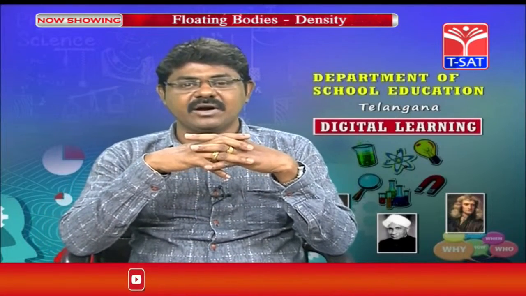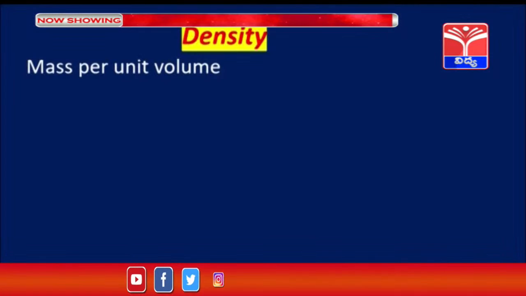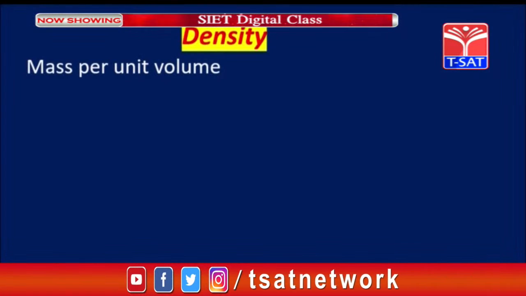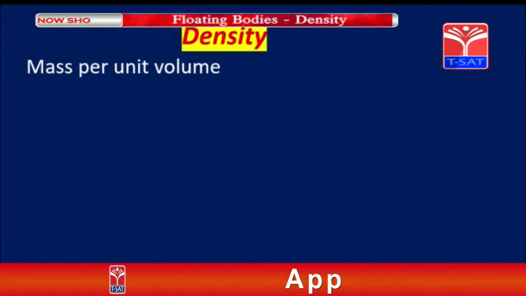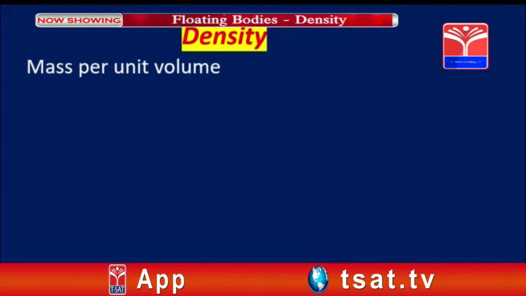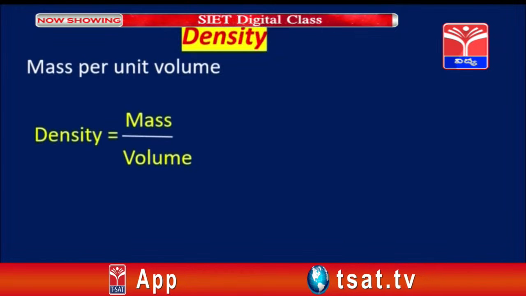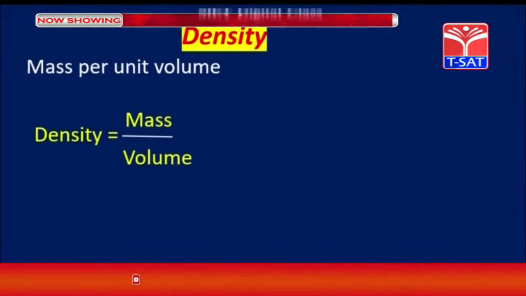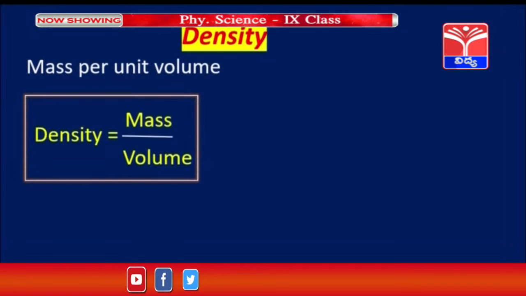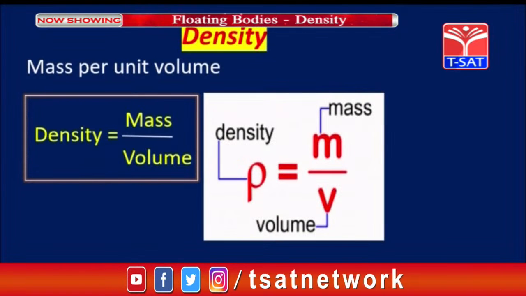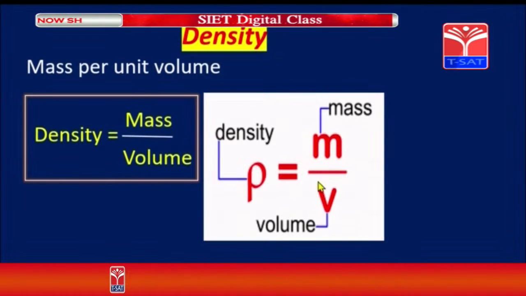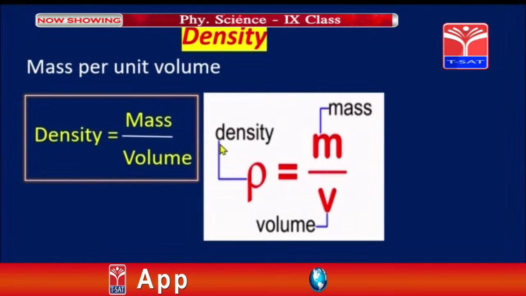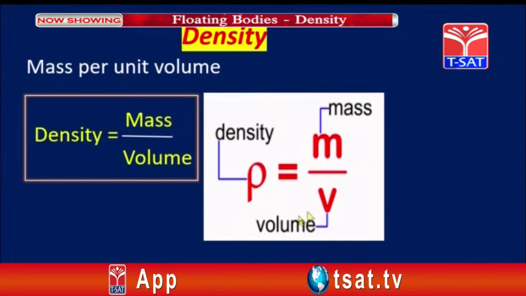The very important concept is density. Okay, so what is the definition of density? First, try to understand the definition. Mass per unit volume is density. So density is mass upon volume, and density is represented with the symbol rho. Rho is equal to mass by volume. So rho indicates density, m is for mass and v is volume.